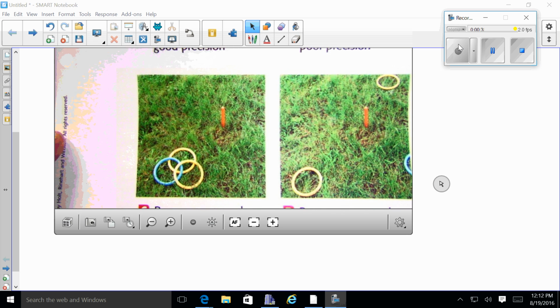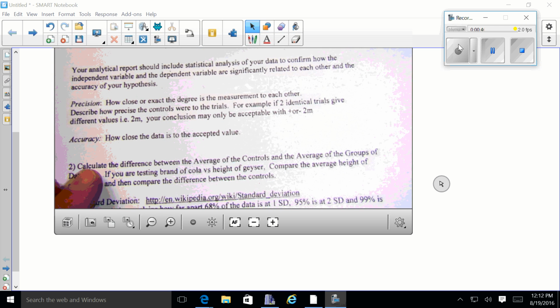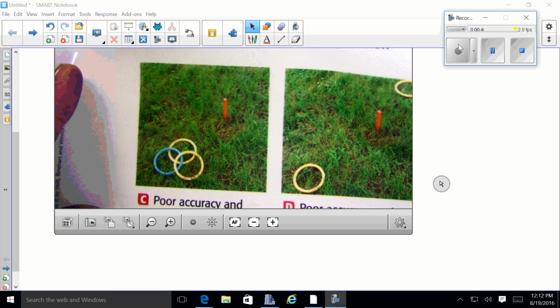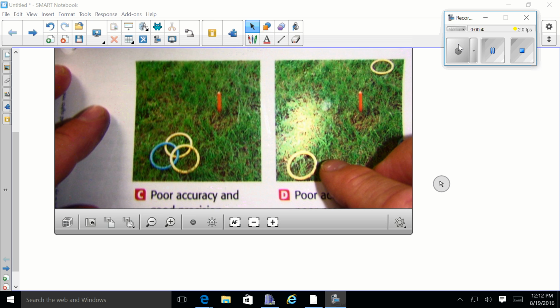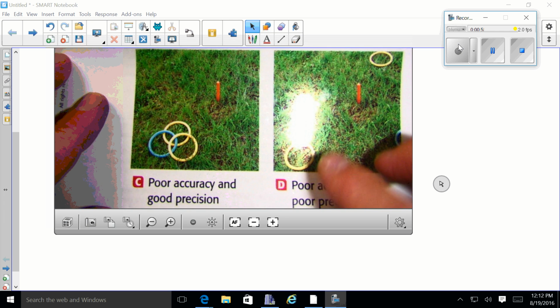Now, if you look at the definition for accuracy, accuracy is how close the data is to an accepted value. So if you look at this, you'll notice that the three rings are closer together, which gives great precision. But it's not very accurate at all because it's not on the peg. So the peg would be considered our accepted value.